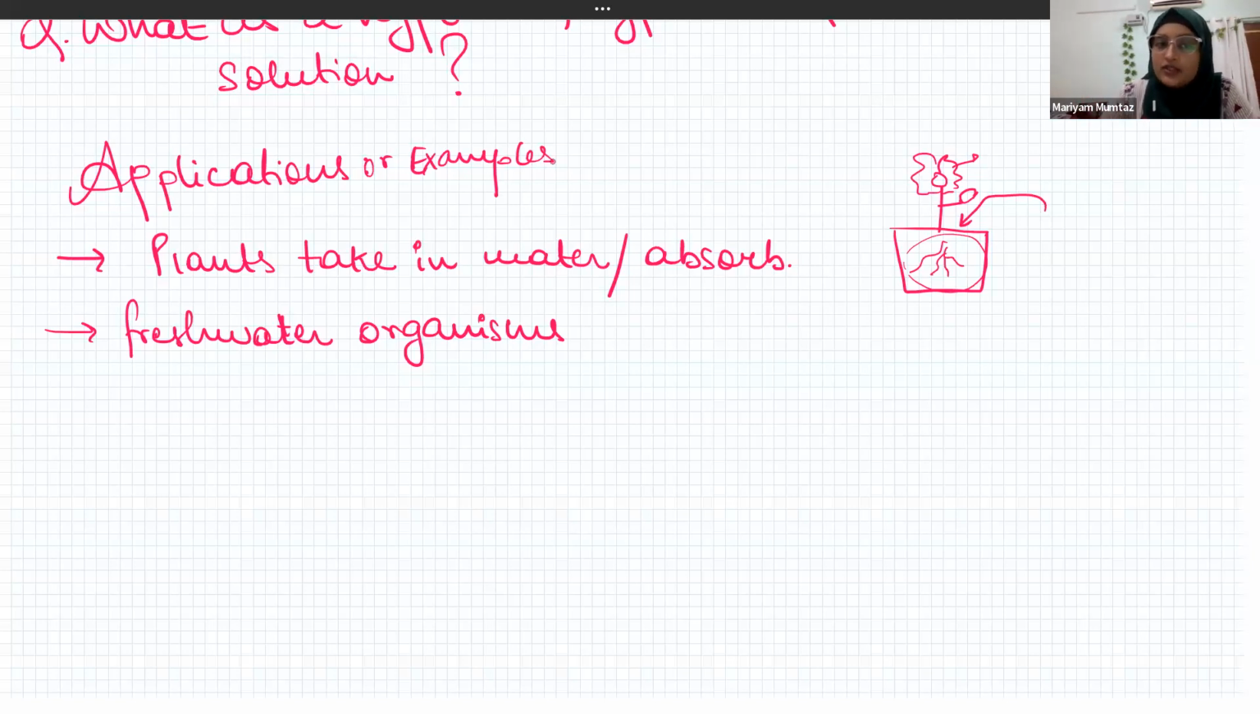So I am talking about the freshwater organisms, because for marine water there is a whole different mechanism that takes place. Sometimes they take in the salt and then they take in the water. That is a whole very complicated process. But for your standard, freshwater organisms are the example.